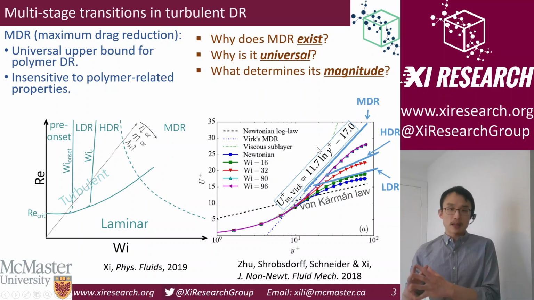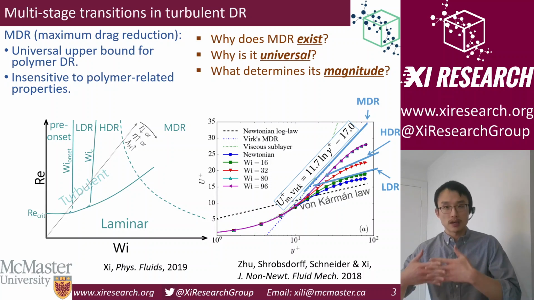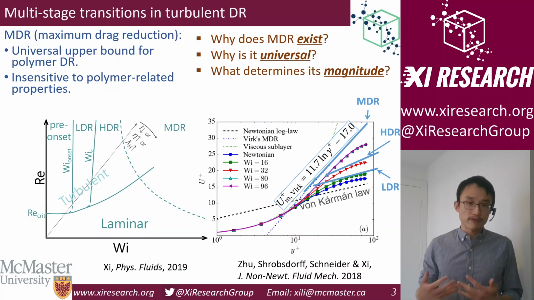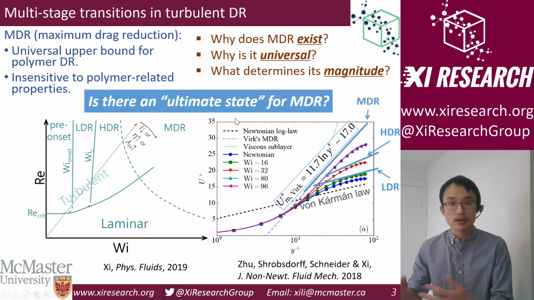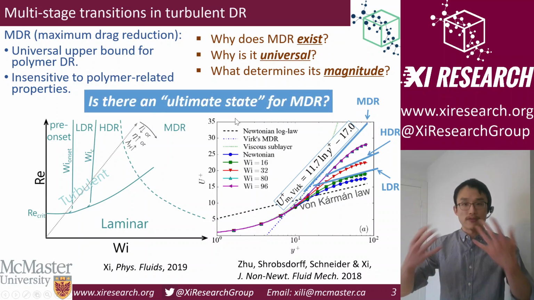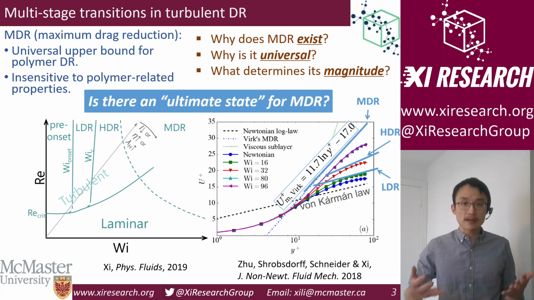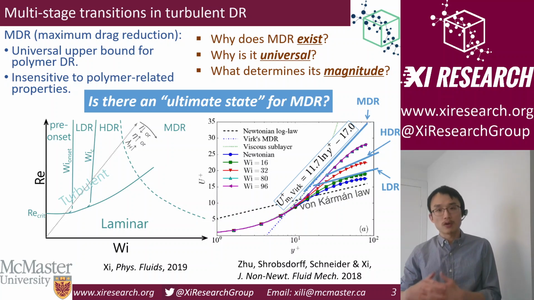Because MDR has been a limit at which your mean flow is not changing with increasing Weissenberg number, with increasing polymer concentration, it is very intuitive for us to think about the MDR being some sort of ultimate flow state. So the flow state can no longer be changed by polymers. And this has been a guiding assumption for nearly all MDR research for over decades. And in today's talk, we are going to examine whether this assumption is still the best one that we can make.